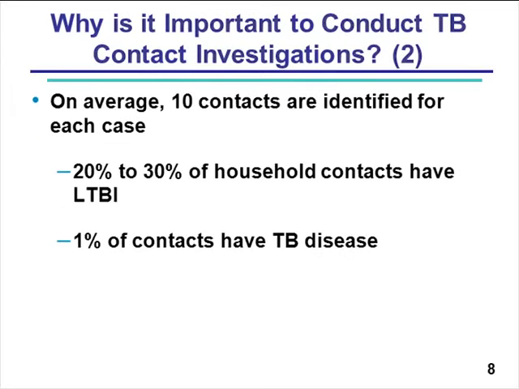On average, according to CDC, 10 contacts are identified for each pulmonary TB case. Approximately 20 to 30% of household contacts are diagnosed with LTBI, and at point of diagnosis, 1% of contacts are diagnosed with TB disease.